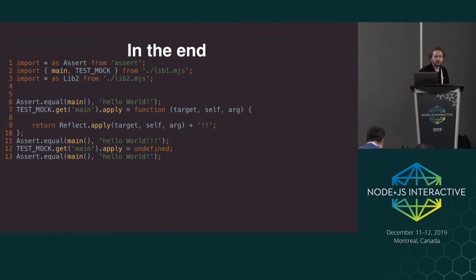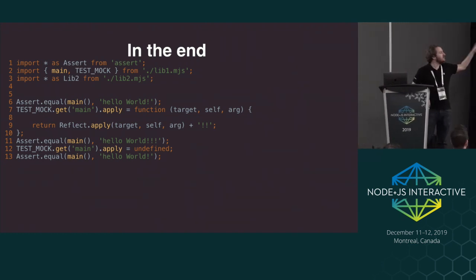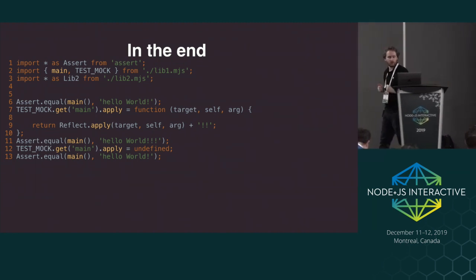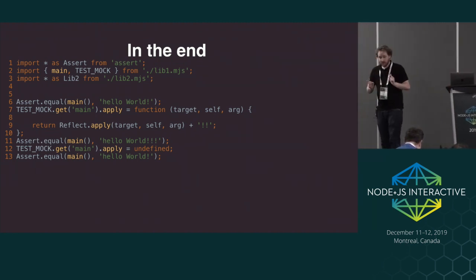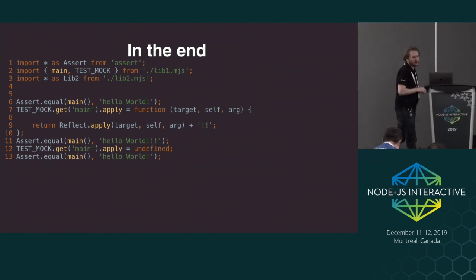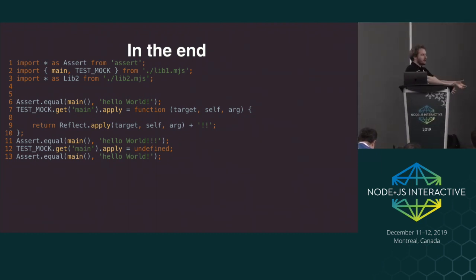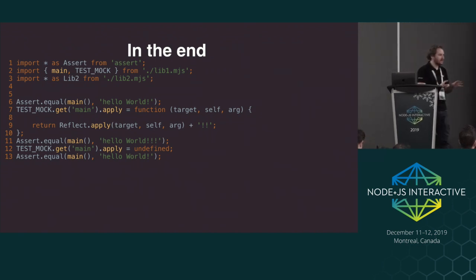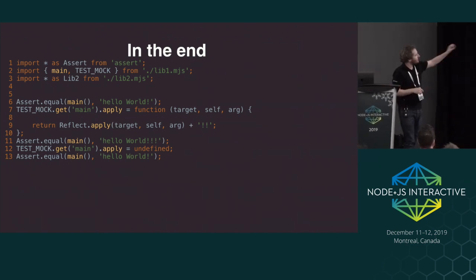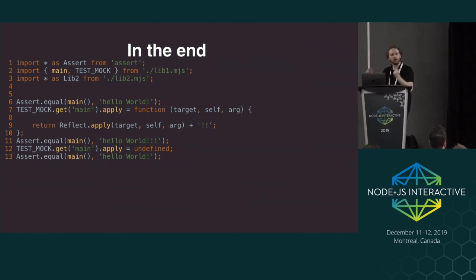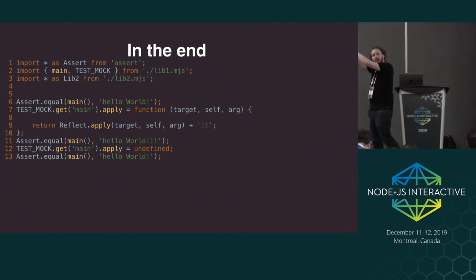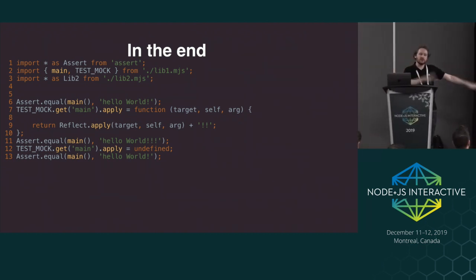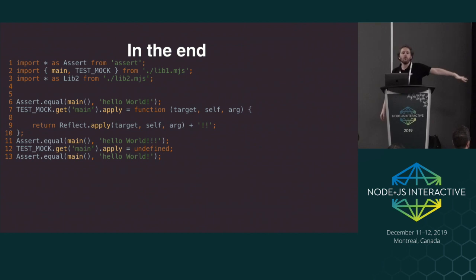So on line 6, I check that main returns hello world, and it works. Main is a function that returns hello world. That's what's happening on line 7, that is interesting. On line 7, I take testmock, so it's a map. I ask for the property which is behind the key main, meaning it's the handler on the proxy on the function named main. I know it's a bit deep. And to this object, I add a property named apply.